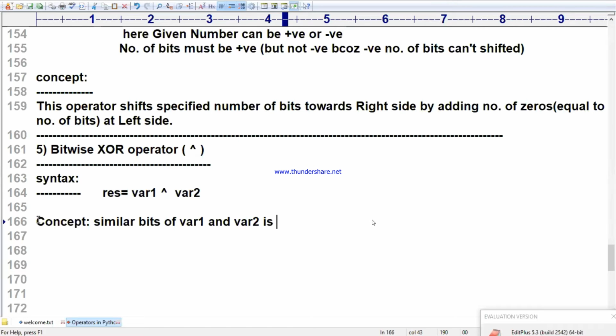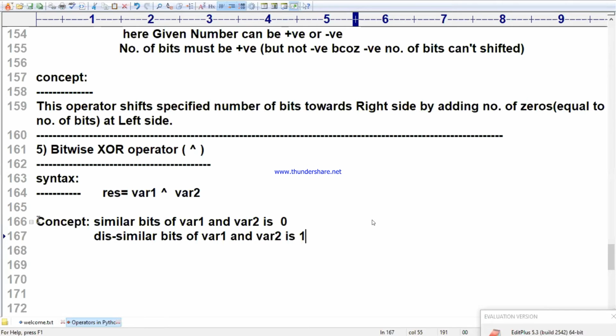Similar bits of VAR1, VAR2 is 0. Concept simple. Dissimilar bits of VAR1 and VAR2 is 1. Yes, I will give you a chance. First listen. What is the best question coming from an interview point of view?